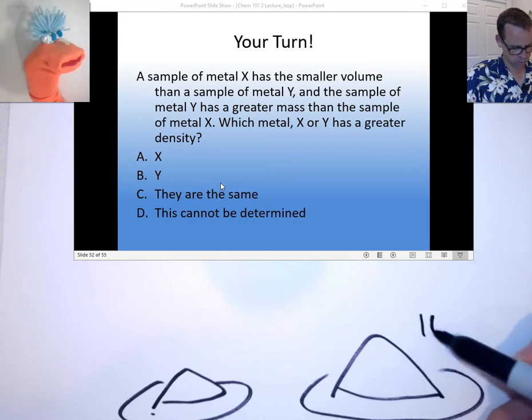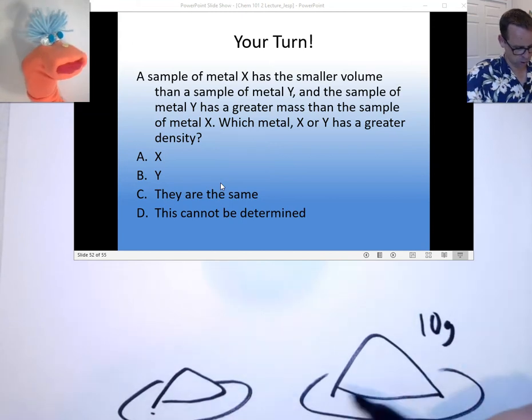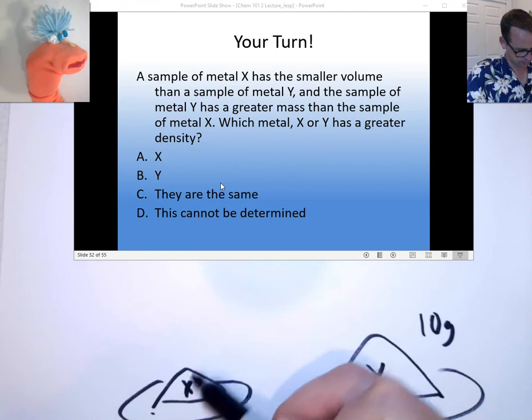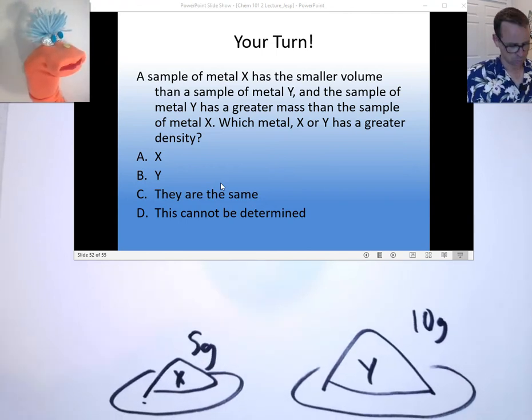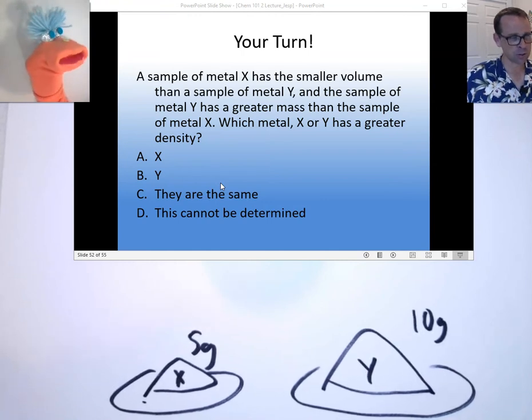Y has 10, X has 5. Okay. How about some volumes? Well, the volume isn't the same and the mass isn't the same. I don't think we're going to be able to do this one.